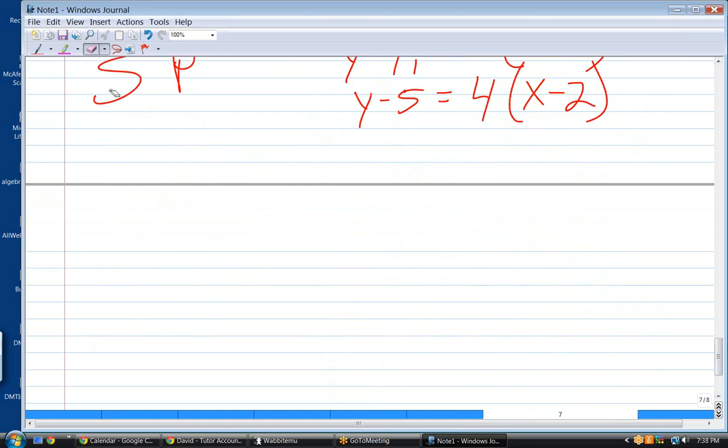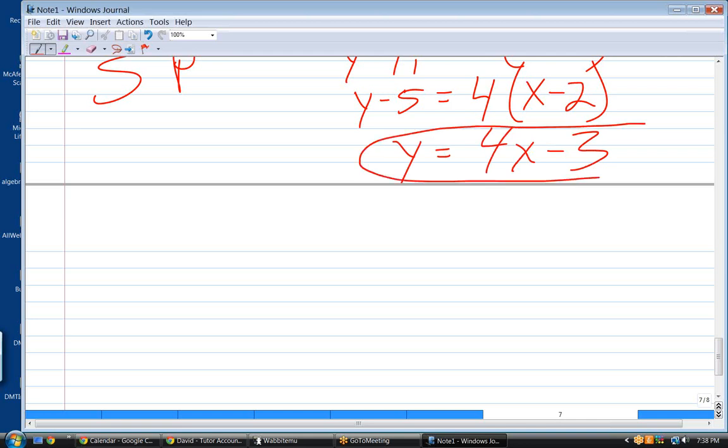Distribute the 4, move the 5 over, and I get y equals 4x minus 8 plus 5, which would be minus 3. So there's the equation of the tangent line. And equations of tangent lines are always going to be linear. Always. Because the tangent line is a line. It's not a parabola. It's not a curved line. The function may be curved.